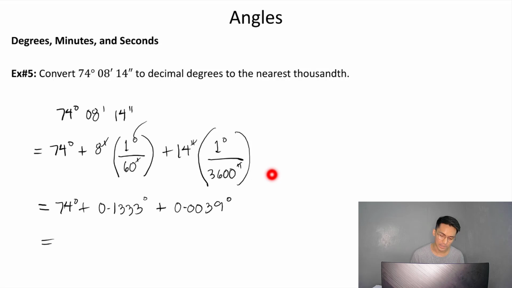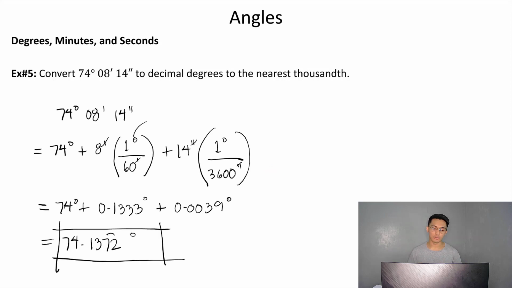So now, to find the equivalent to decimal, ang gagawin natin, i-add na natin siya ngayon. 74 plus 0.1333 plus 0.0039. The answer now is 74.1372 degrees. Ito na po yung kanyang conversion. So this is the answer if we convert the 74 degrees, 8 minutes and 14 seconds to decimal degrees.